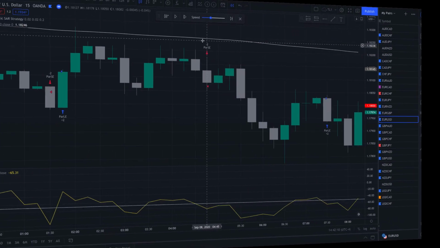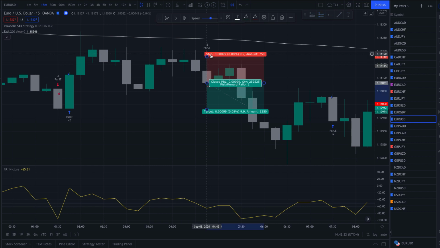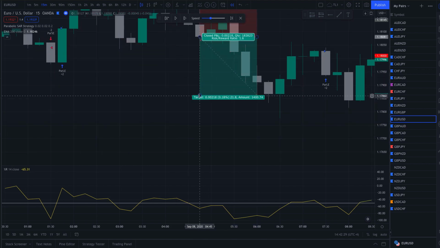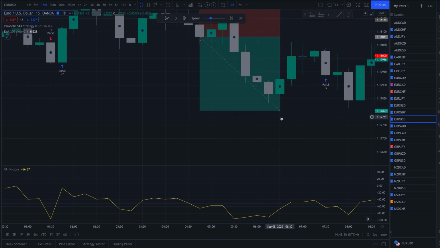We have a short entry available to us here, price below the 200 EMA, Parabolic SAR Strategy indicating a sell, and the Williams percentage under the 50 line. So this is our trigger candle. Place a stop above the last swing high and target 2 to 1. And that actually brings us to a profit on this candle right here.